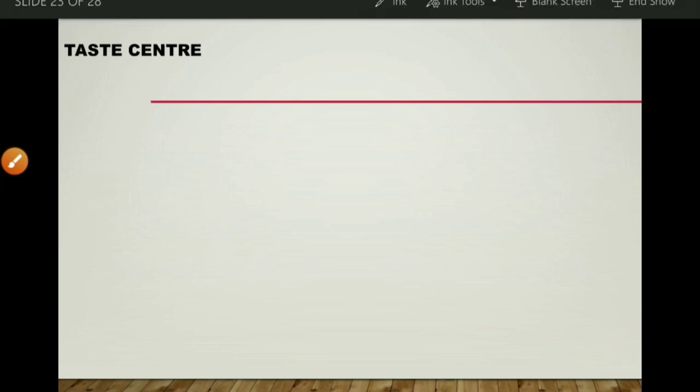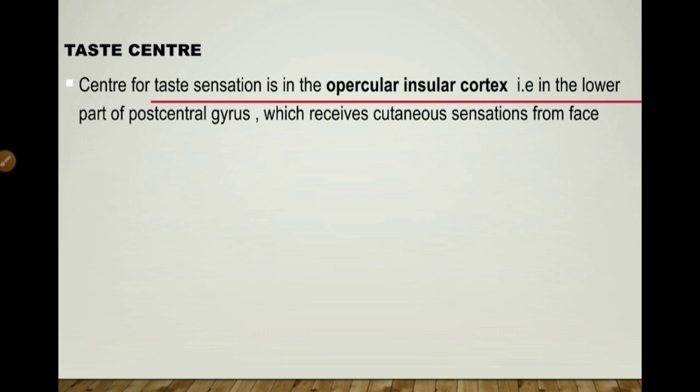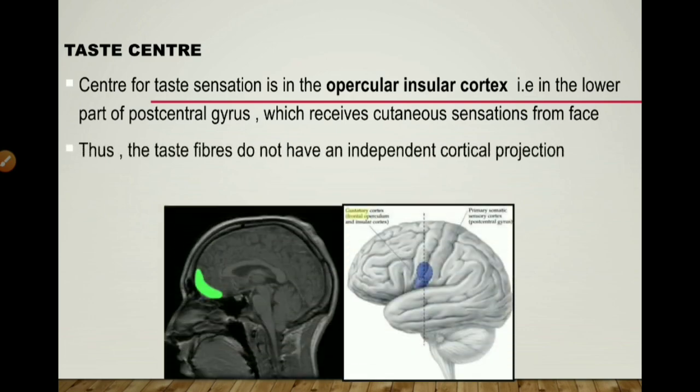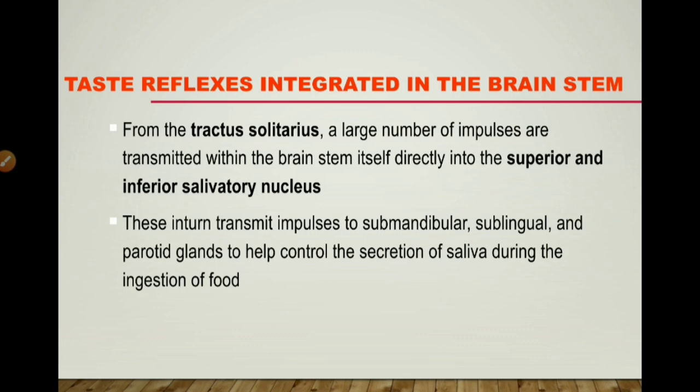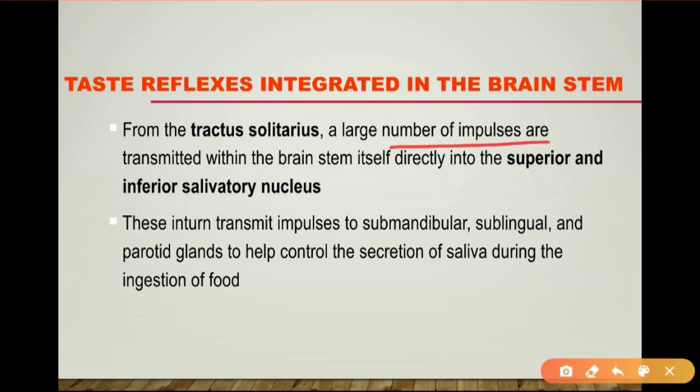And the taste center, the center for taste sensation, is the opercular insular cortex. So the taste fibers do not have an independent cortical projection. Then taste reflexes from the tractus solitarius: a large number of impulses are transmitted to the brainstem, and these in turn transmit the impulses to the submandibular, sublingual and parotid glands to help control the secretion of saliva.